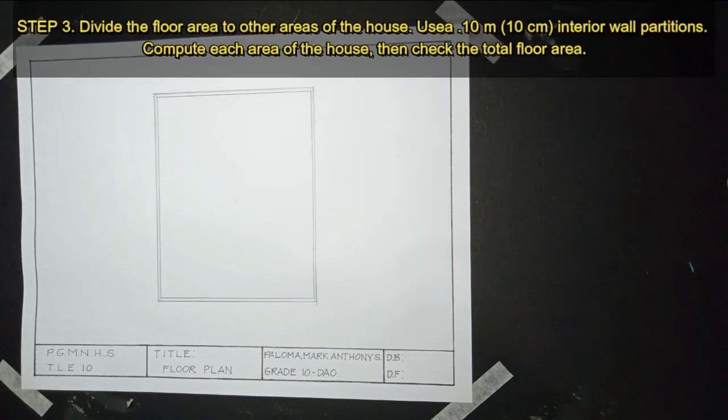Step number 3. We're going to divide the floor area to other areas of the house. This is where we're going to orient the rooms. This time, we're going to use a 0.10 centimeter interior wall partitions. A while ago, what we did is 0.15 centimeters for the major walls. This time, 0.10 centimeters for the interior wall. We need to compute each area of the house, then check the total floor area.